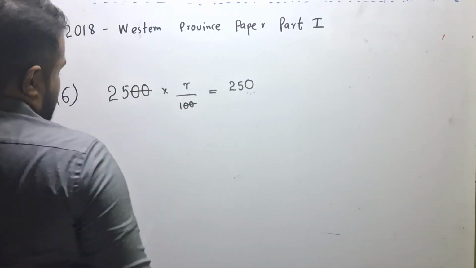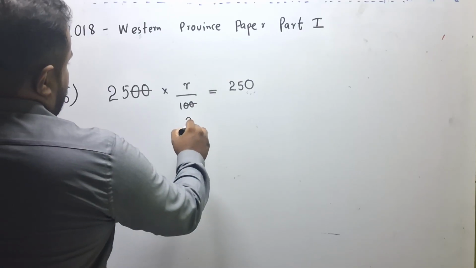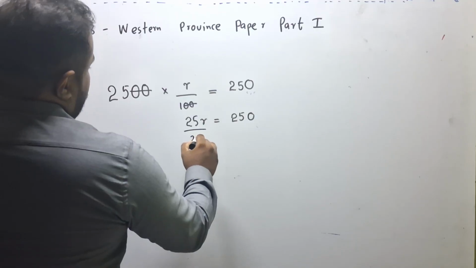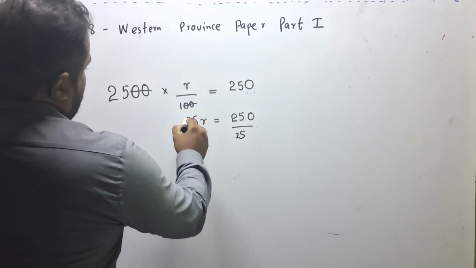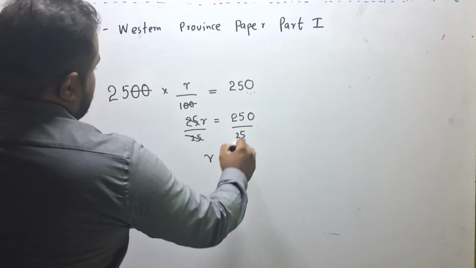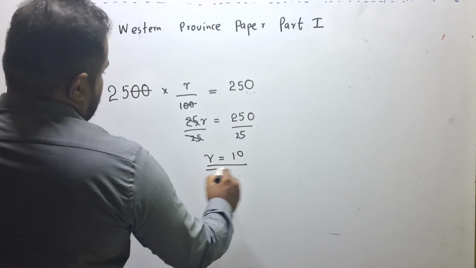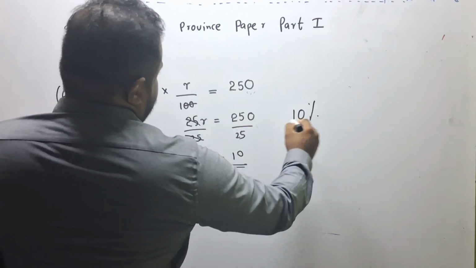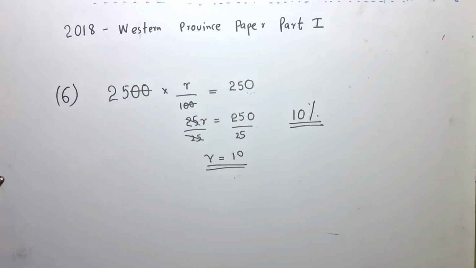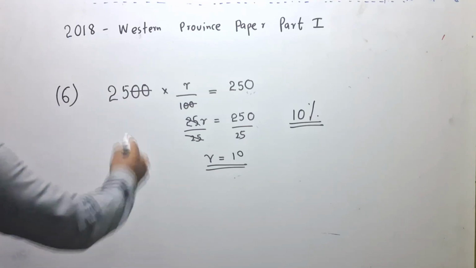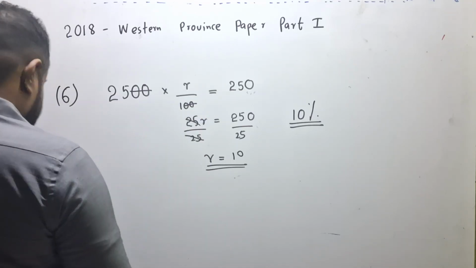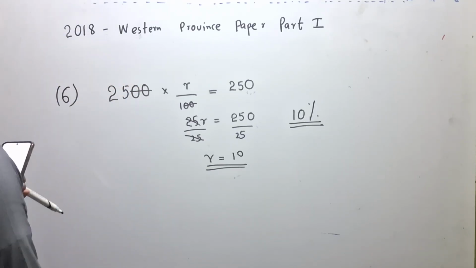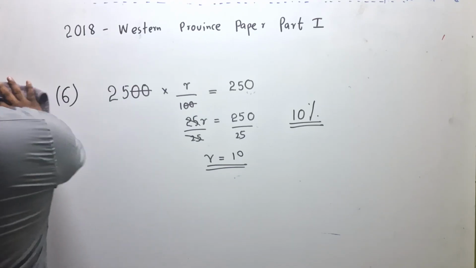2 zeros cancel with 2 zeros. 25R equals 250. Divide both sides by 25. Rate is equal to 250 divided by 25, which is 10. Okay, take 10 and write 10% somewhere. That's the answer. Write an algebraic equation and solve it. Question number 7. Find the least common multiple of the algebraic terms a squared and 2ab.